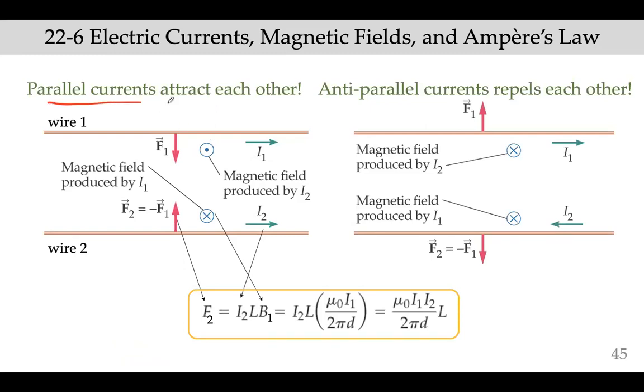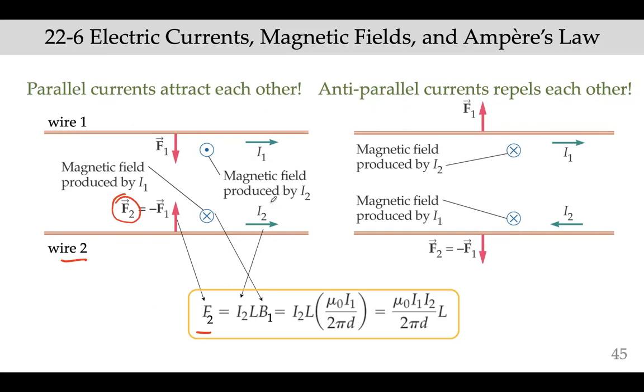When you have parallel currents, they attract each other. So if the currents are parallel, which means in the same direction, then they will attract each other. When the currents are anti-parallel, which means they're in the opposite directions, they will repel each other. So, for example, let's look at the parallel case. So let's calculate the force on wire 2. Okay, so this force.